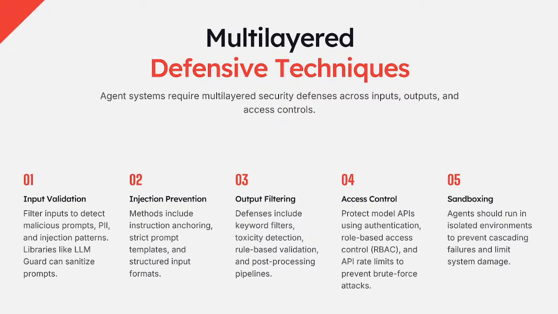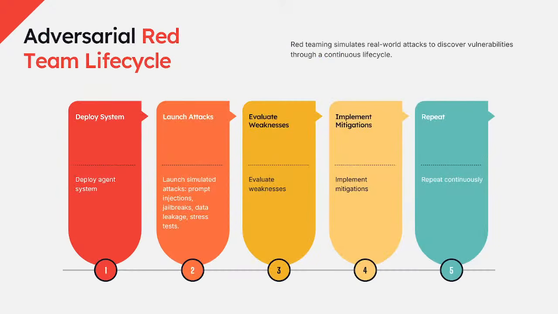Then access control. Protect model APIs using authentication, role-based access control, and API rate limits to prevent brute force attacks. So only give minimal access to the agent. Do not give overall access. If the agent needs only one column in the database, make sure you implement attribute-based access control or column level security and give access to the column of the data that the agent needs access to, not the entire table or the entire database. Then sandboxing. Agents should run in isolated environments to prevent cascading failure and limit system damage.